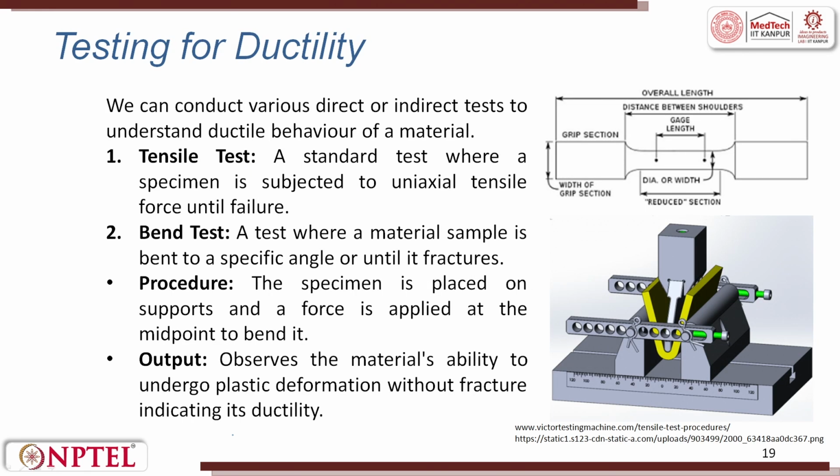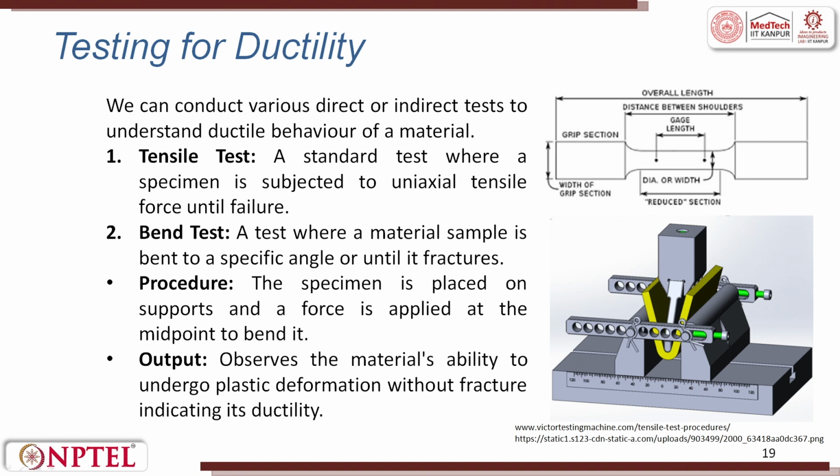The test for ductility can be performed in many ways. This is a typical dog bone sample. You can do a tensile test and get the stress-strain response. The area under the curve also, you can use to talk about the ductility. The tensile test is one standard test used in a specimen which is subjected to uniaxial tensile force until failure, and you can get the ductility.